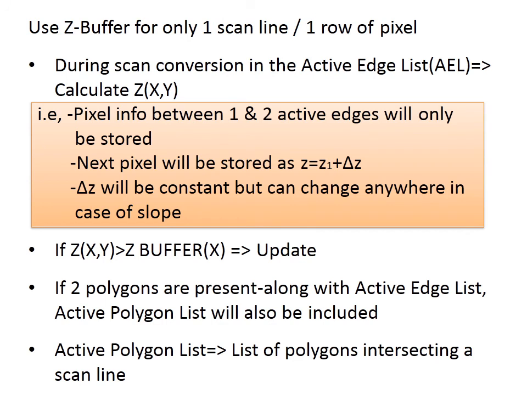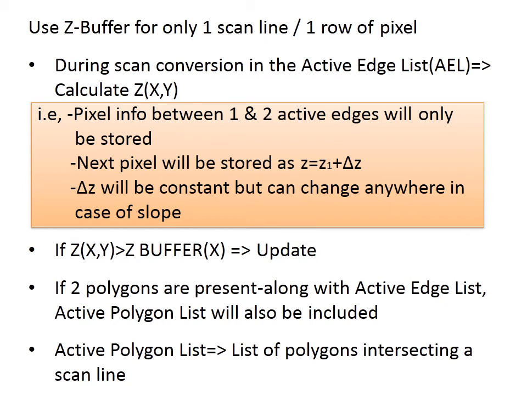Use the z buffer for only one scan line, one row of pixels. During scan conversion, the active edge list AEL is used, calculating Z, X, Y. The pixel info between 1 and 2 active edges will only be stored. The next pixel will be stored as Z equals Z1 plus delta Z. Delta Z will be constant but can change in the case of a slope. If Z(X,Y) is greater than the z buffer value at X, update the value.